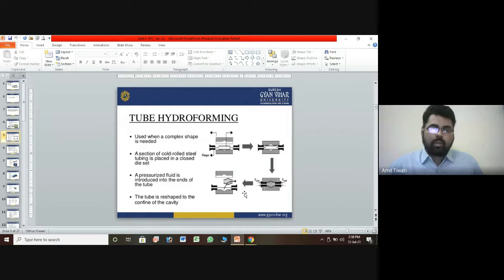So with tube hydroforming you can fabricate this type of shape, and it is very commonly popular and very easy to understand. This is the nature of fluid. You can use water or any other specific type of fluid which has the capacity to give the desired shape at a certain temperature and pressure.